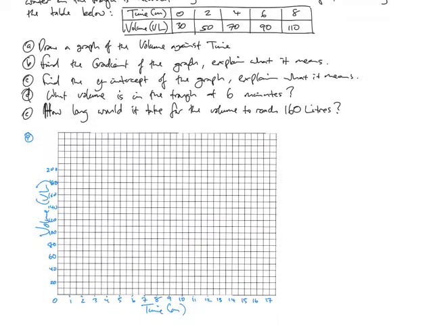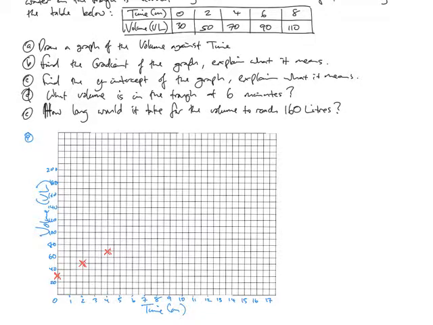At time 0, the volume is 30. So 30 is going to be here. At time 2, the volume is going to be 50. So that's going to be between 40 and 60. That's going to be there. At time 4, it's going to be at 70, and it's going to be between 80 and 60. You can see it's forming a straight line already.